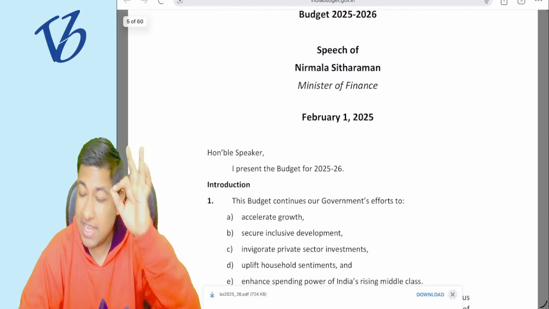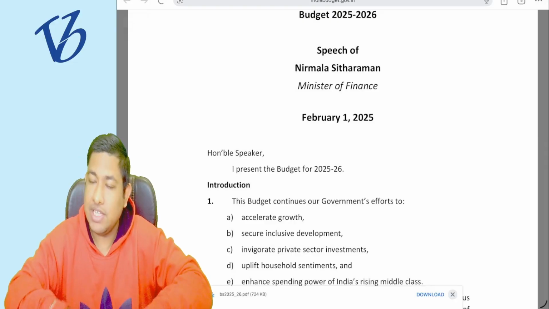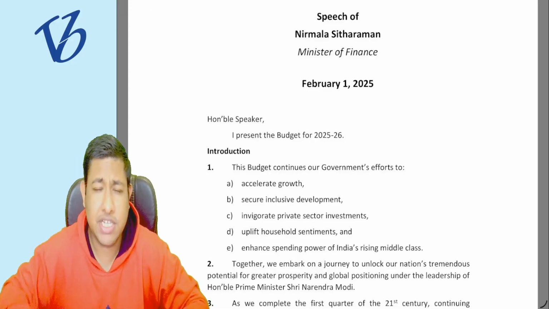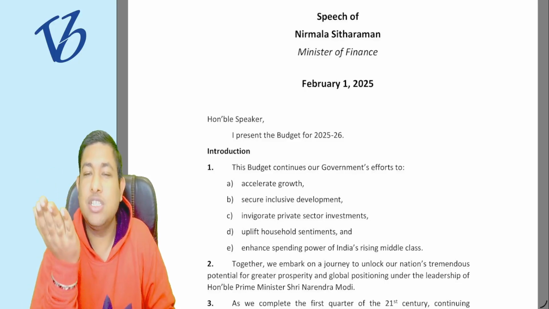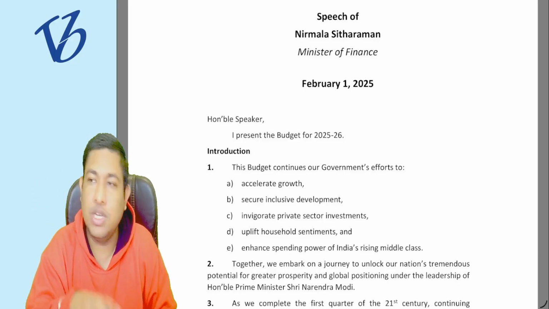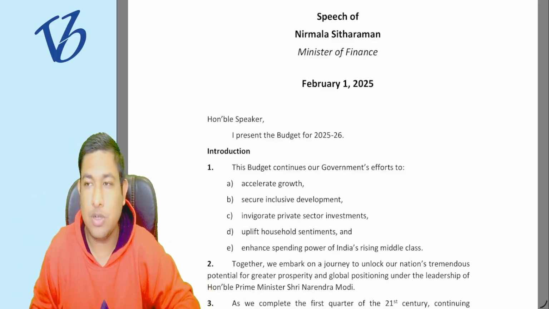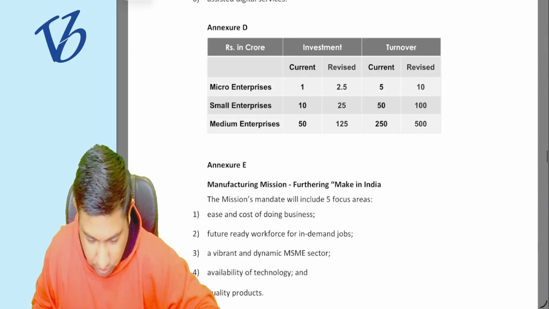Whatever she says, each and every word, she used to read this, na? So everything is given in this. "Honorable Speaker, I present the budget for 25-26." These should be the exact words of Nirmala Sitharamanji, because she is reading this from the iPad. So the whole speech is this, and in it she will come up with certain things. Now let me show you in the budget.